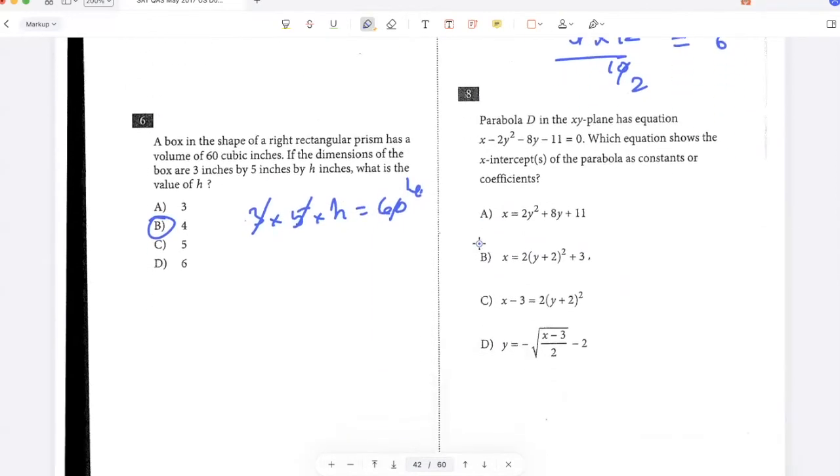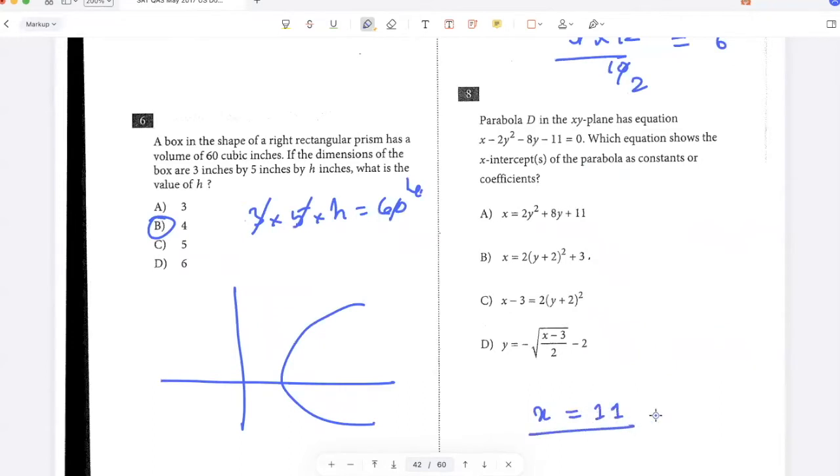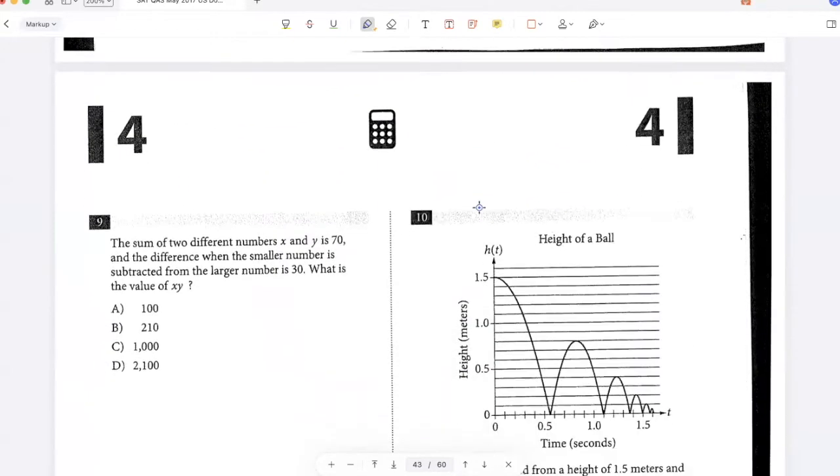Parabola D in the xy plane has this equation. Which equation shows the x-intercepts of the parabola as constants or coefficients? Okay, so this is going to look like this, right? Because this has the y square term. So the x-intercept here would be when y is 0. So that would be x is equal to 11, right? So the equation that shows 11 as a constant is option A, right? So that is the one which shows the x-intercept.